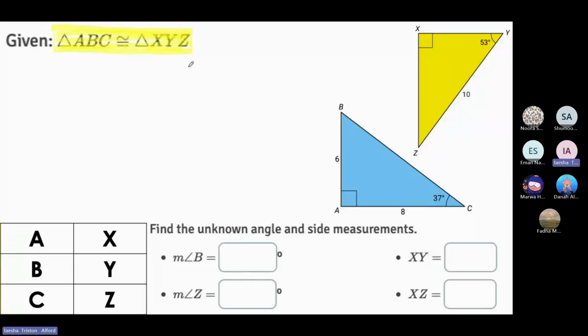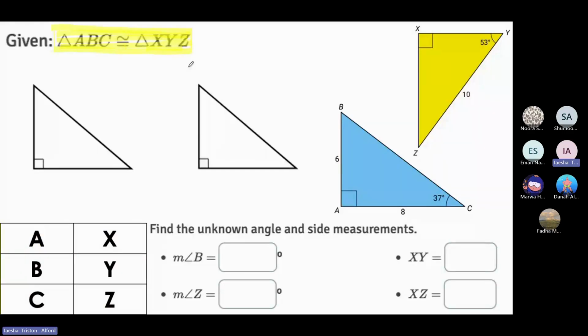For me, I do not like that the yellow triangle is upside down. So I'm gonna draw them again because I need everything to be more clear because I want to make sure I'm doing my work correctly. Fine? So starting with the blue triangle, that is angle A, B, C.